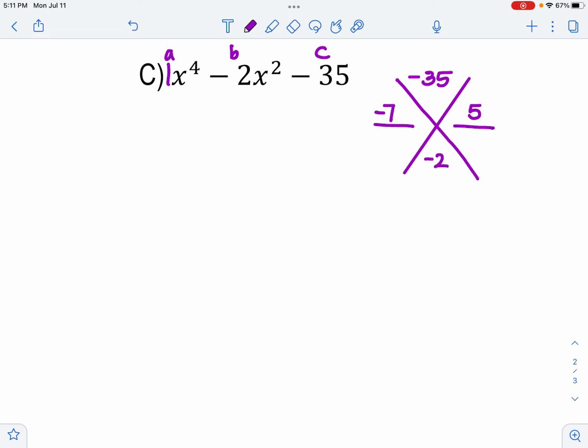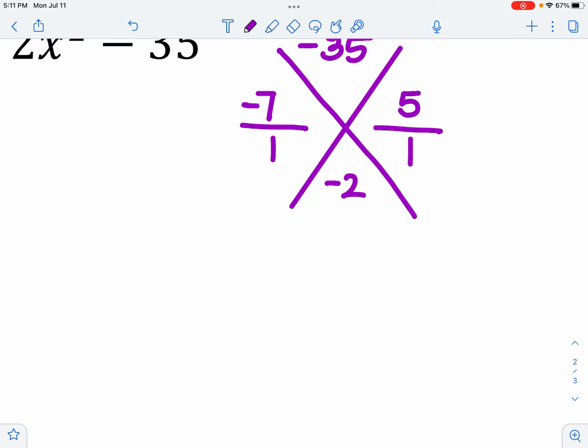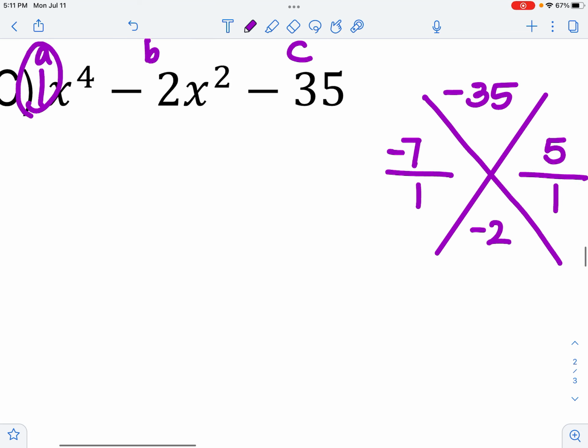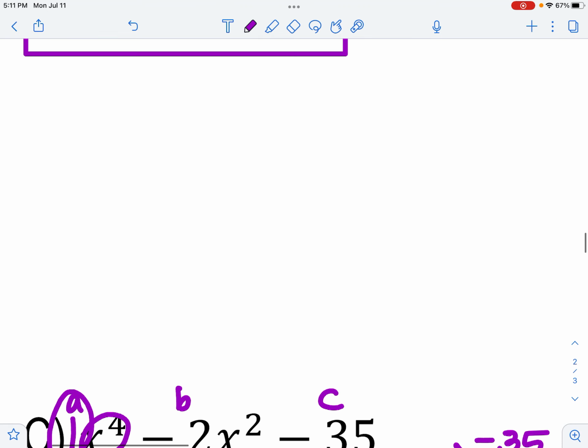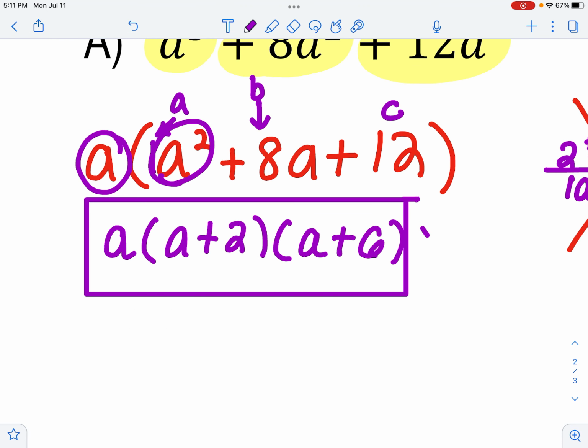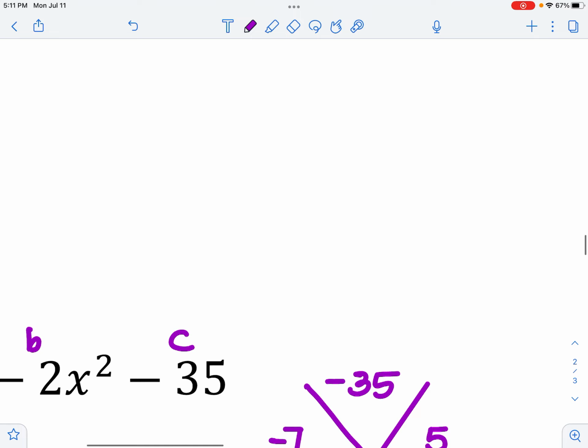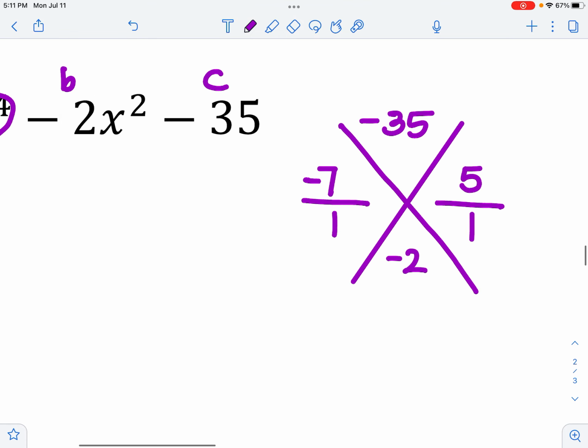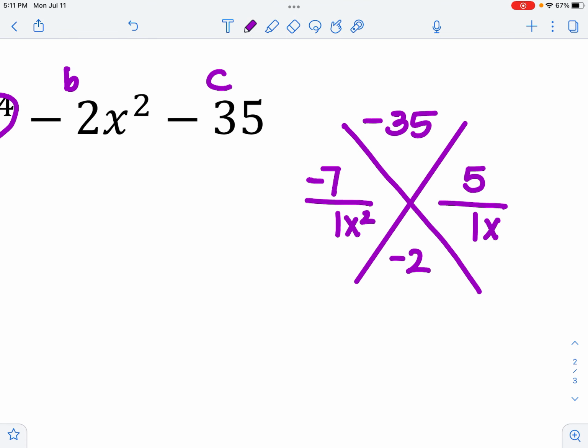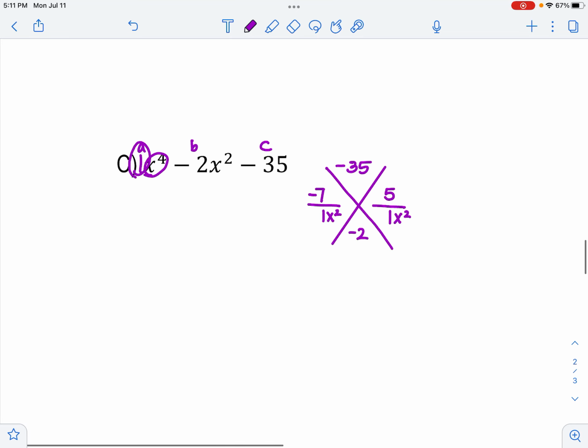All right, divide by a. A is 1. And now, once again, I can write these as my two terms. So if you look over here, this was an x to the 4th. Last time, it was an a squared, so I put an a and an a here. Since this is an x to the 4th, this is going to be my x squared and x squared. All right, so I can write my two factors. Remember, you're going upside down, or bottoms up. X squared, it's a -7. And x squared, this is a +5.